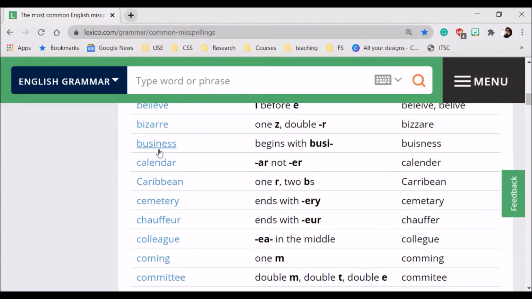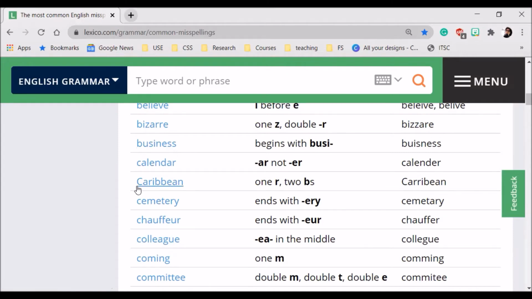Okay, then business. So many people write it like this, or they would miss out the double S at the end, and also the error comes when you're making the plural of business. So you have to be careful with both the words, and it starts with busy. Okay, and yes, because people who are in business tend to be busy. So it's not why busy, but it's busy.